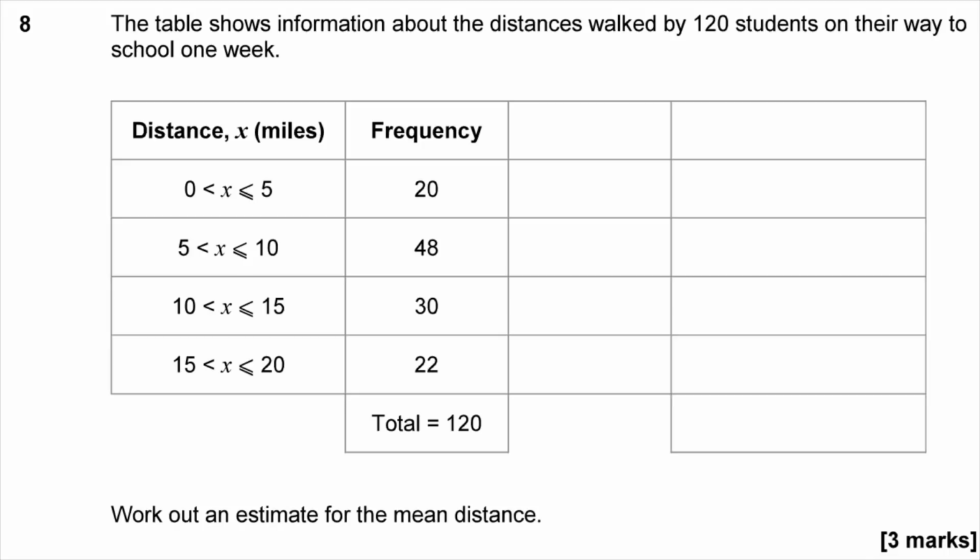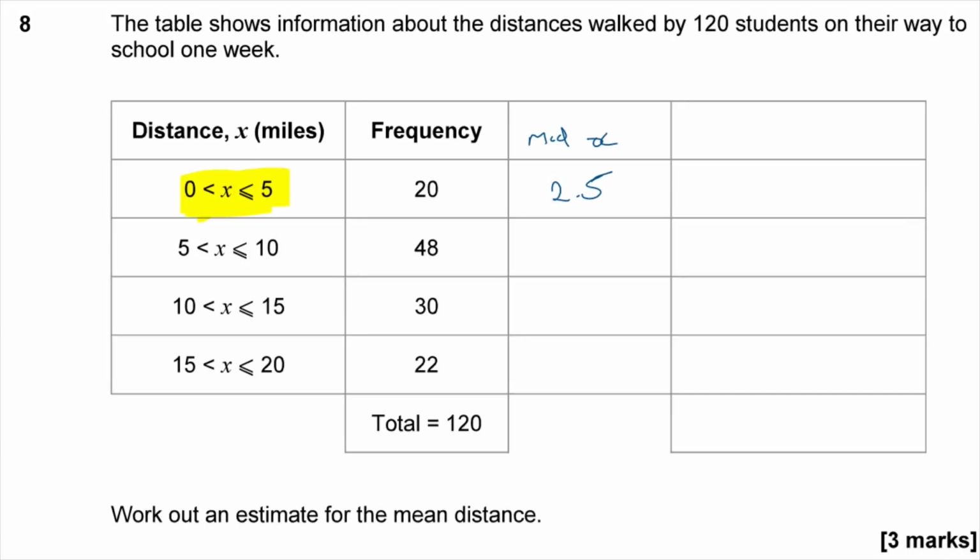Now the problem is that this data has been grouped, so we don't have the precise values, but we're estimating. So we're going to use mid x as an estimate for each of these. You find mid x by adding your two end values together and dividing by 2. So 0 plus 5 is 5, divided by 2 is 2.5. You're basically averaging out the two endpoints.